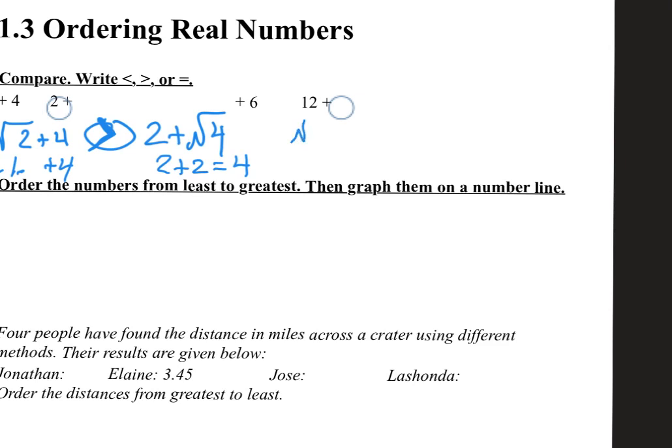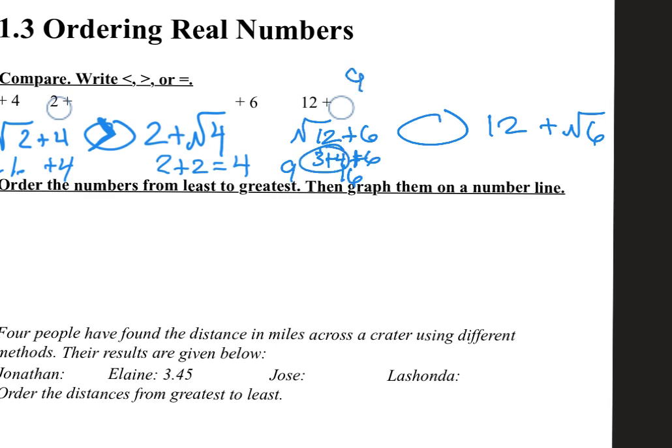Okay, so now we have the square root of 12 plus 6, and we have 12 plus the square root of 6. So the square root of 12 is between which two numbers? 3 and 4, right? So if we had 3 or 4 plus 6, our answer is going to be between 9 and 10, right? So we can already tell that 12 plus anything is going to be bigger. So you can say that is less than, because you'd have 12 plus something that's bigger than 2 but less than 3. It's going to be 2 point something.